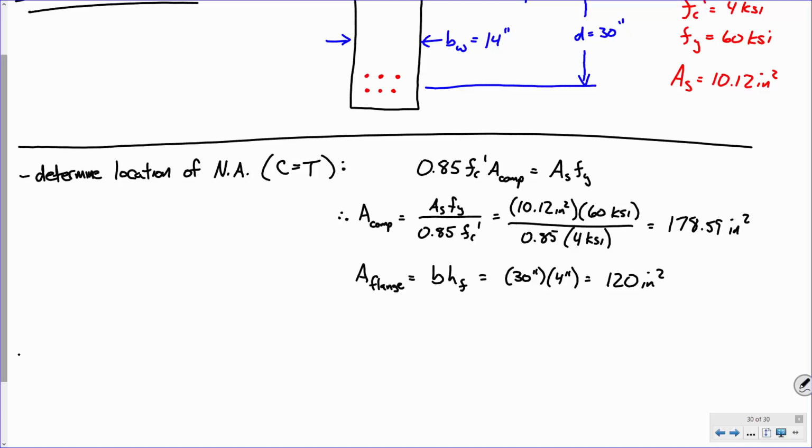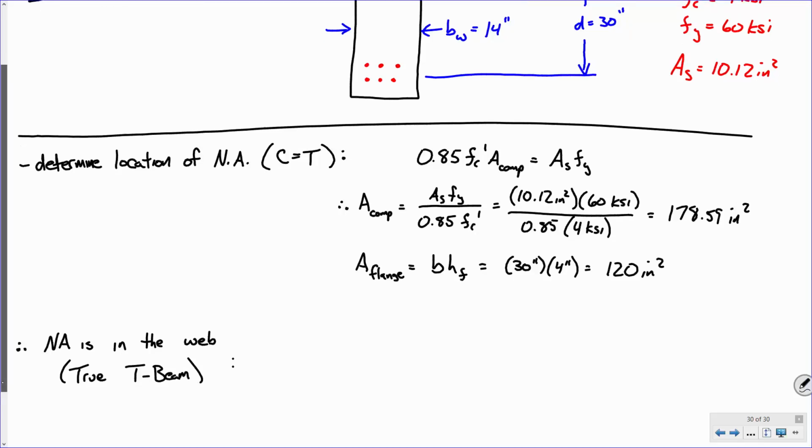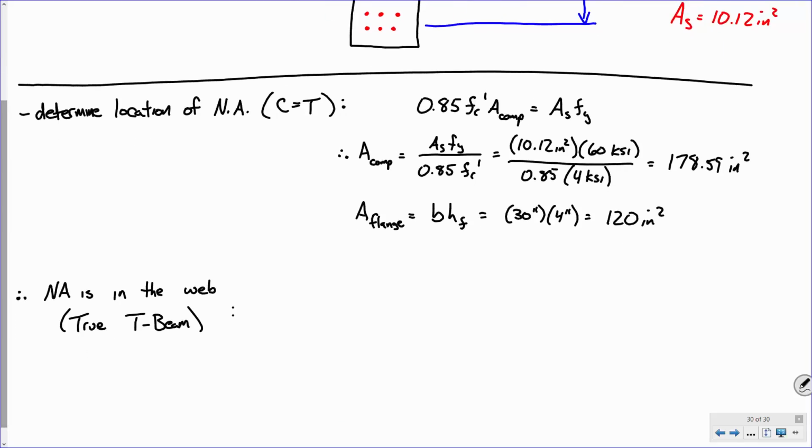All right, so therefore, the neutral axis is in the web, and we're dealing with a true T-beam. So let's just look at this for a second. So here's my beam. All right? And by looking at this, you're saying the stress block has to look something about like this.